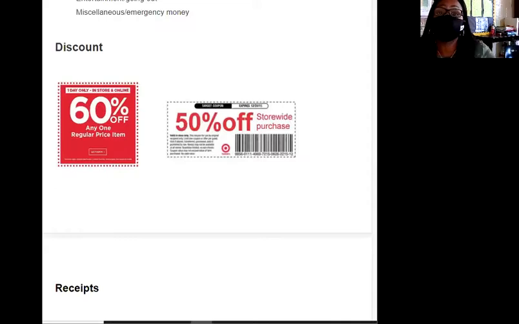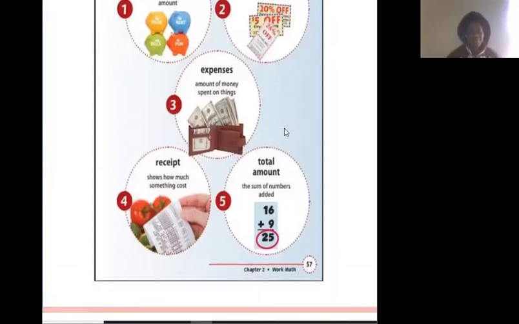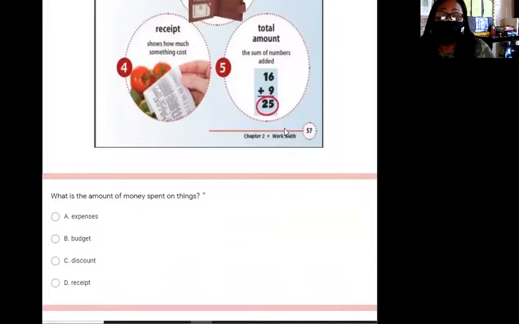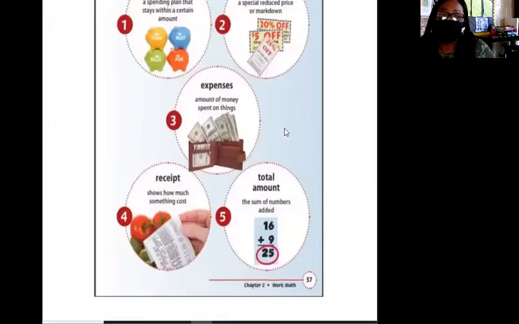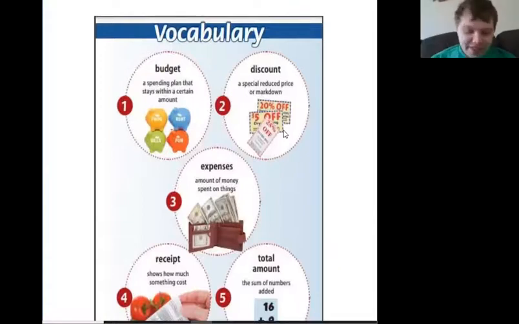Glad to see you this morning. And the last thing, we're going to go down and we are going to answer these questions together. It's just more questions about our vocabulary words. And again, they are budget, discount, expenses, receipt, and total amount.